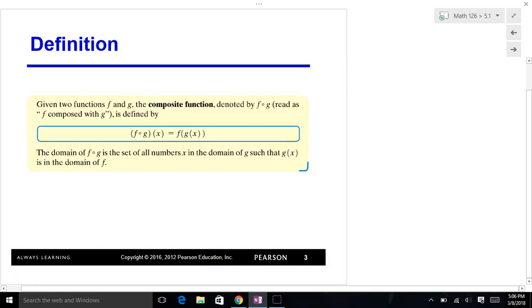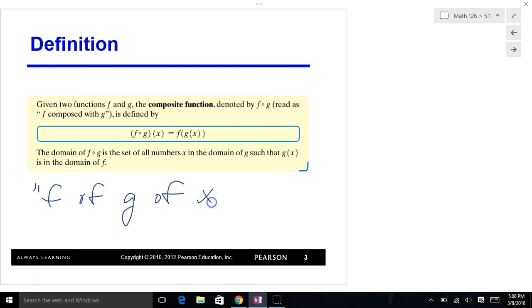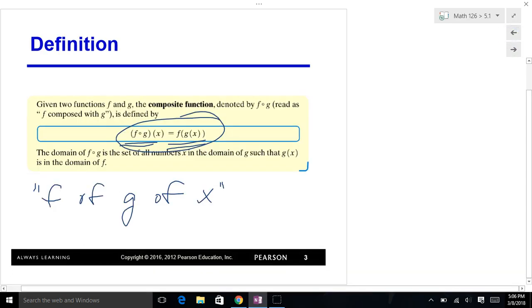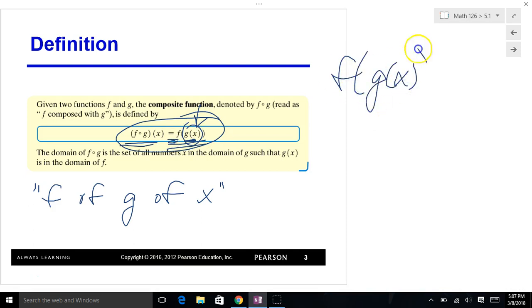Okay, so here's your formal definition. f of g of x is how you say this. f of g of x equals f of g of x. There are two notations here, that one, and then the function notation there on the right. Let me go back to this for just a minute. Notice your x is going into the g, and then the g is going into the f. So the x goes into g, and then g of x is input into f.